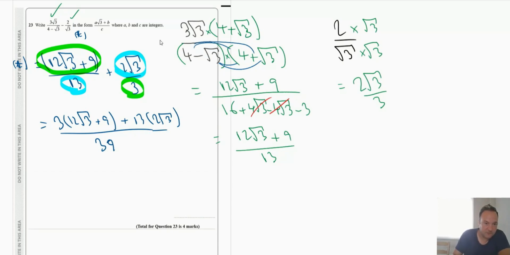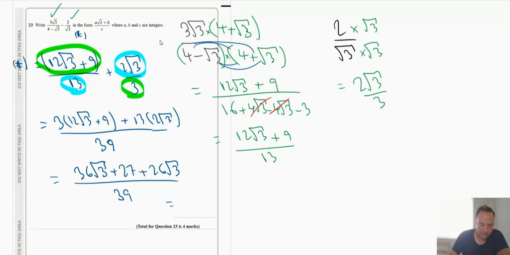And we can see we're almost there. We've already got the C value, which we need. Multiplying out the brackets, 3 12s are 36 lots of root 3. 3 9s are 27. 13 times 2 is 26 root 3. And then all we've got to do is combine the 36 and the 26. 36 plus 26 is 62. So that's 62 root 3 plus 27 over 39. And we can see that concludes our question for number 23.